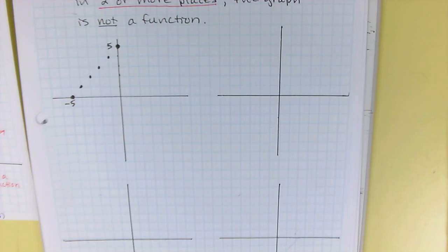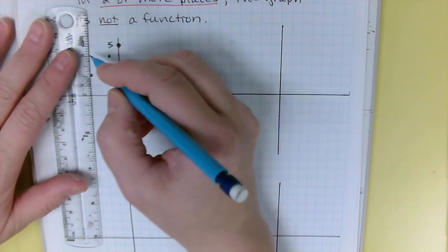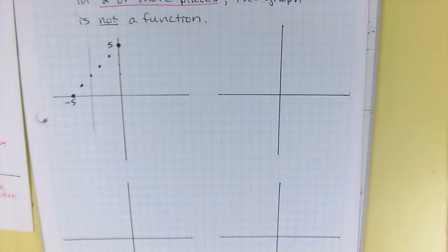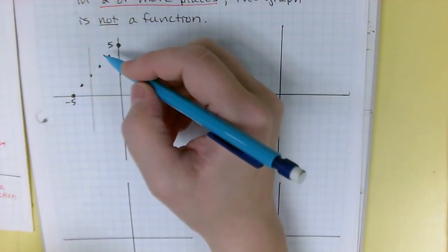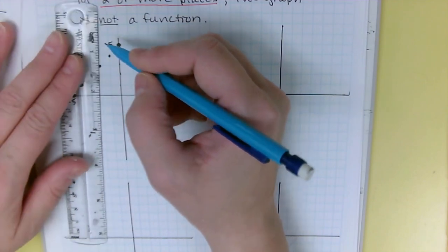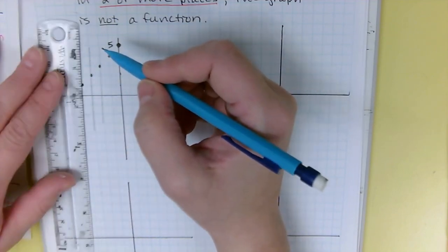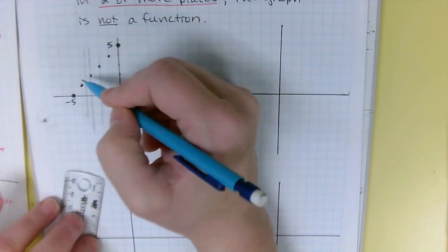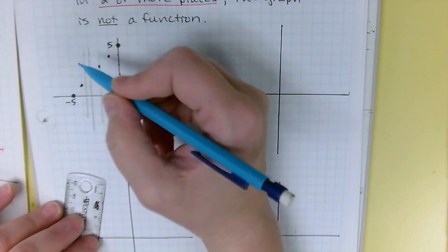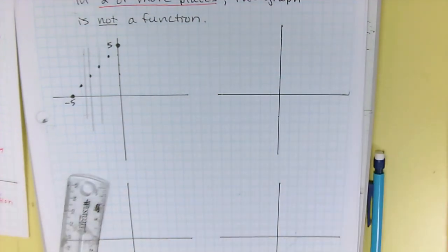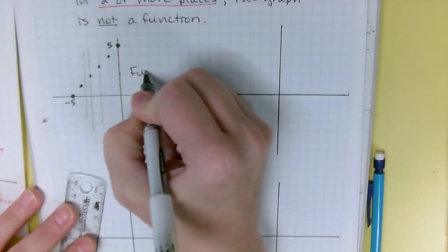Okay, when you do the vertical line test, you can actually physically draw the lines, or you can imagine them, both work. So if we draw a vertical line, which is a straight up and down line, it crosses one time. If I draw vertical lines through each of the points, it's only going to cross one time. Now, sometimes a vertical line will miss the points, like that one. That's okay. As long as it doesn't cross two or more times, it's still a function. So in its current configuration, this graph is a function.